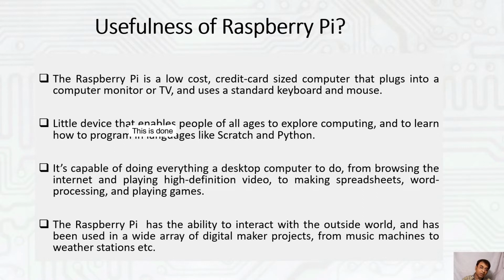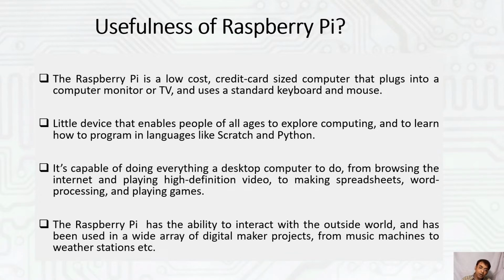Usefulness of Raspberry Pi. Raspberry Pi is a low-cost credit card sized computer that plugs into a computer monitor or TV and uses a standard keyboard and mouse. It is a little device that enables people of all ages to explore computing and to learn how to program in languages like Scratch and Python. Point to be noted, Python is available in Raspberry Pi OS, and in most cases users are comfortable in Python. That is why we are using Python for coding in Raspberry Pi rather than Scratch.